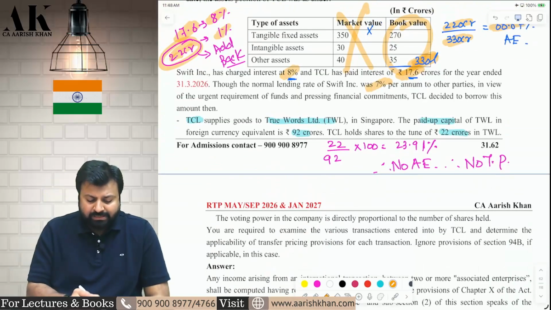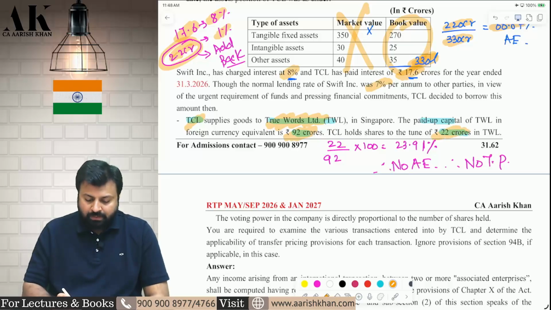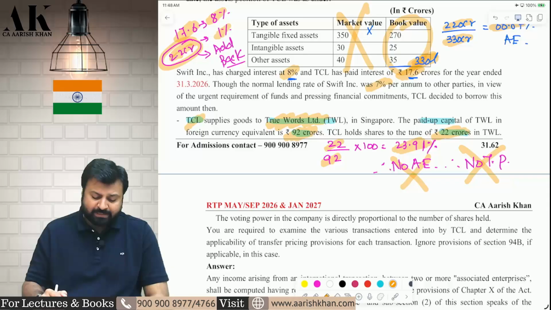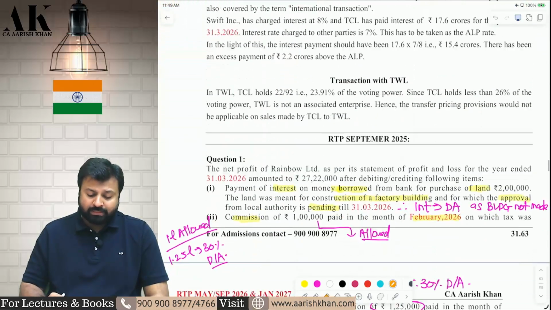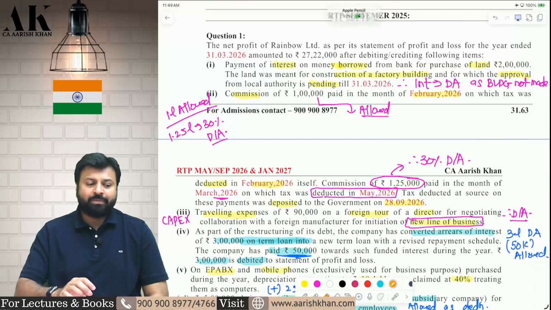Third transaction. TCL supplies goods to True Words Limited. The paid up capital of True Word is 92 crore and TCL holds 22 crores. So let's check how much percentage it holds. So 22 crore divided by 92 crore comes to approximately 23.91%, approximately 24%. Therefore, they are not associate enterprises. Because they are not associate enterprises, transfer pricing adjustment cannot apply in this case. I hope it is clear to all of you. So out of 3 transactions, 2 transactions are subject to transfer pricing, 1 is not subject to transfer pricing. So this is what this RTP is all about.